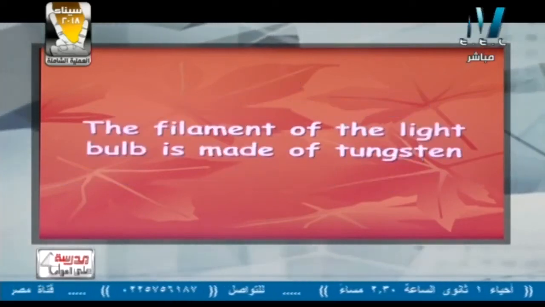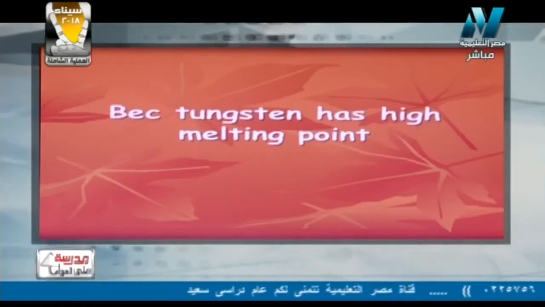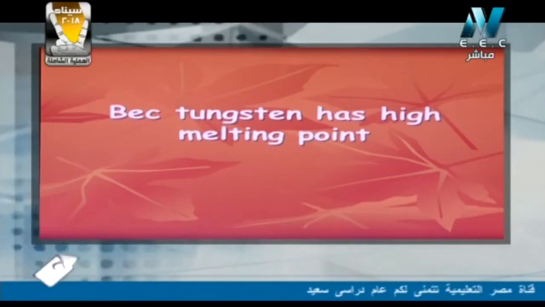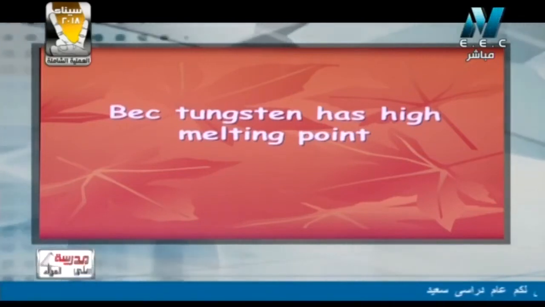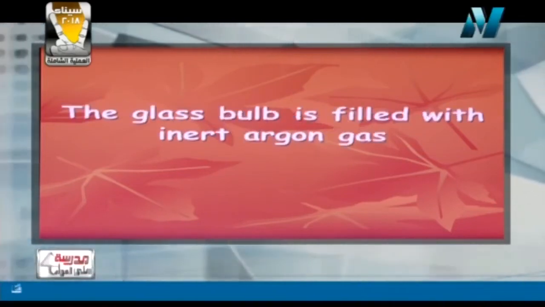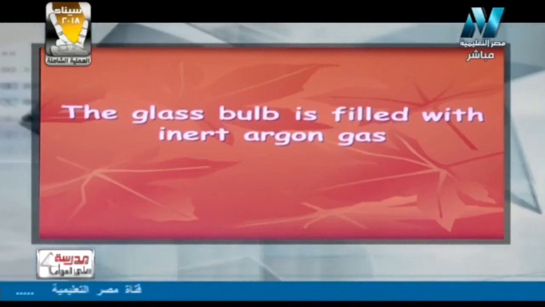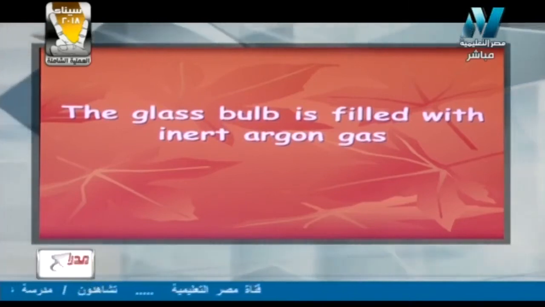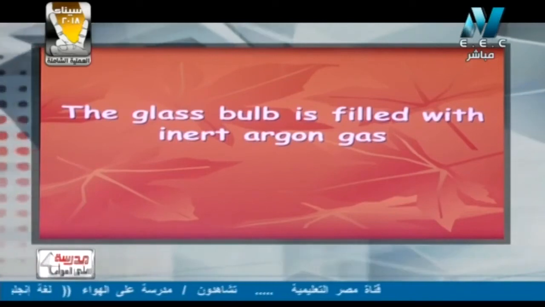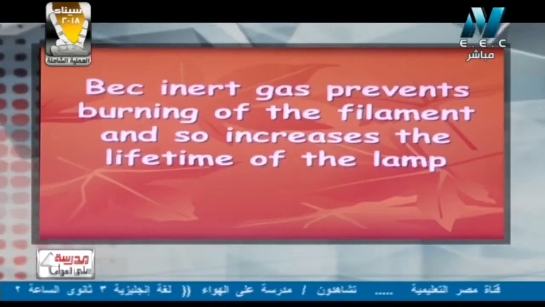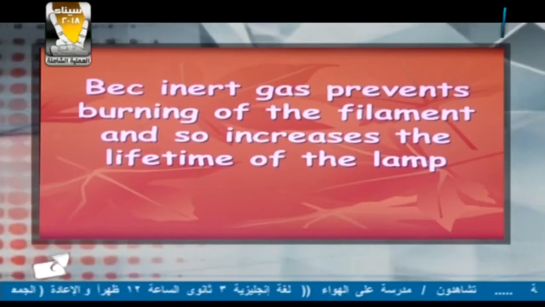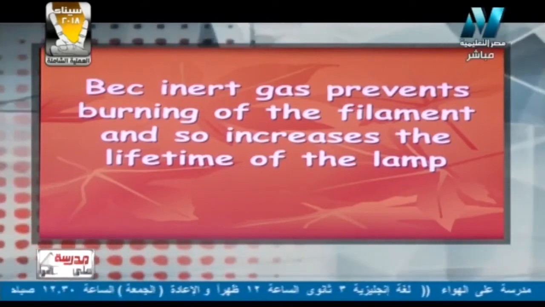The filament of the light bulb is made of tungsten because tungsten has a high melting point. Another question: the glass bulb is filled with inert argon gas. The glass bulb is filled with inert argon gas because inert argon gas prevents burning of the filament and so increases the lifetime of the lamp.